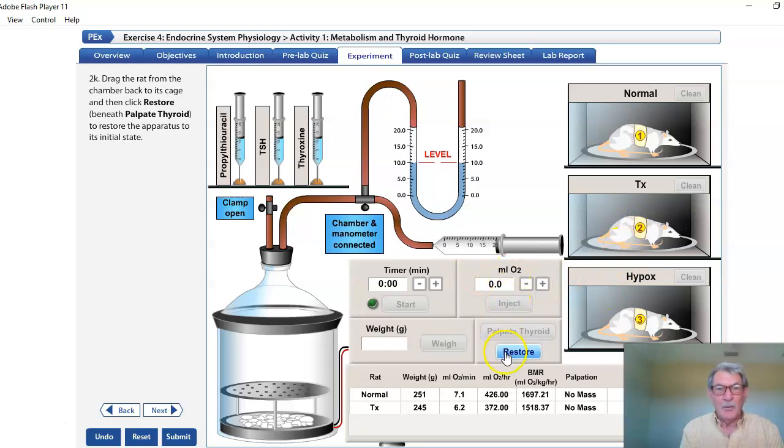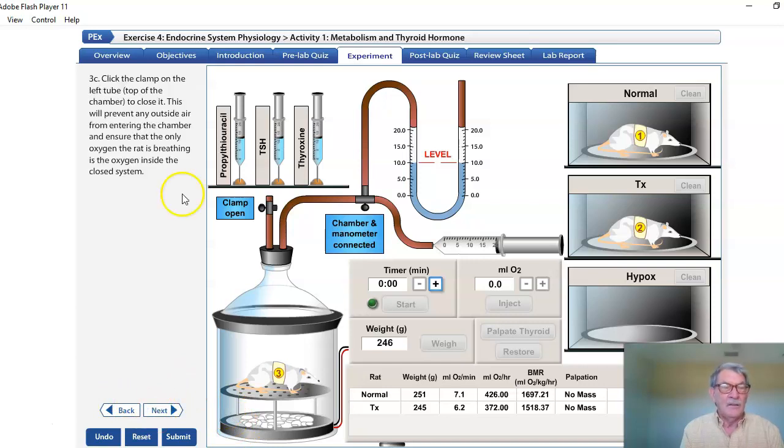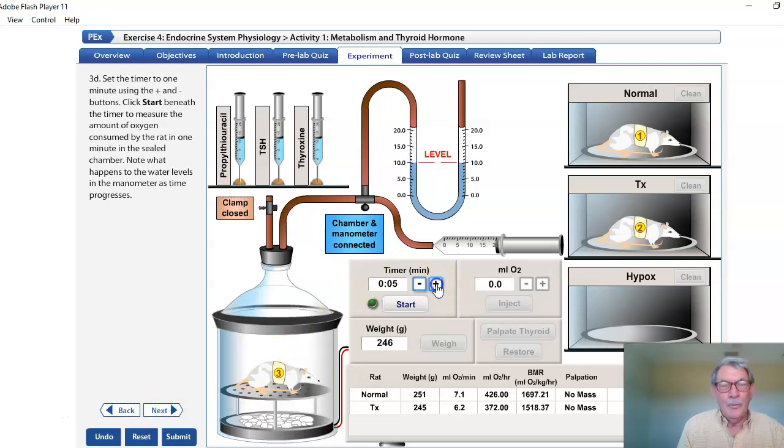Okay, now we're going to restore. That means clean everything out. Now let's do our third rat. Third rat, we're going to weigh him. Next, weigh. I just did that. Click the clamp. Go up to a minute. Click start.